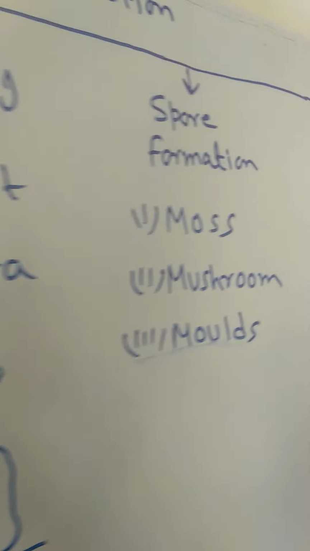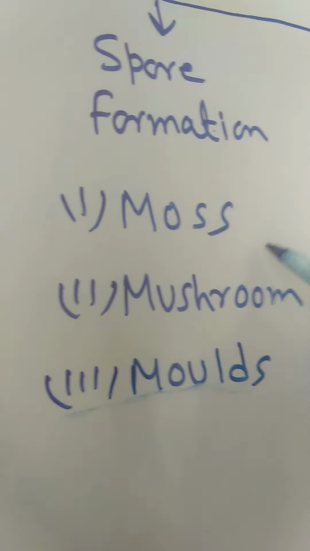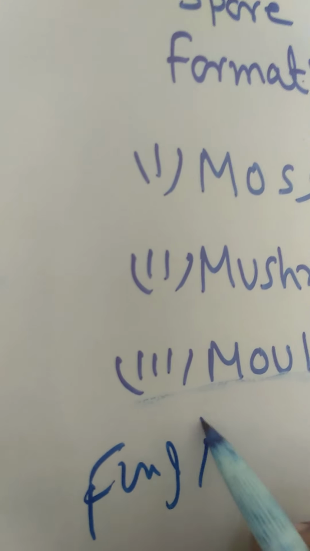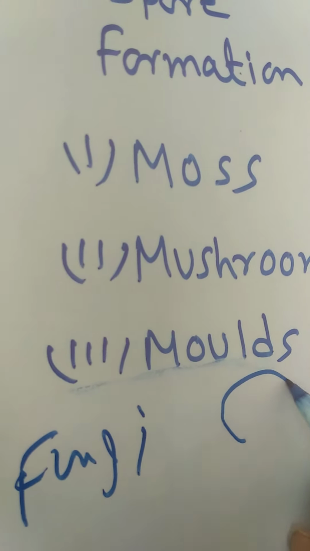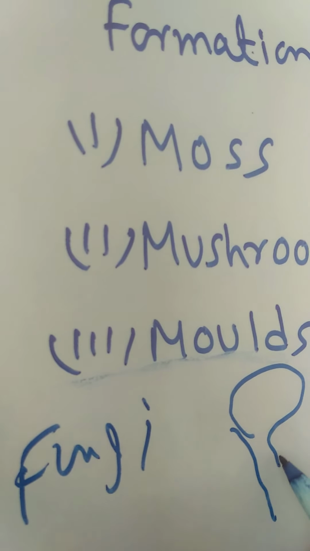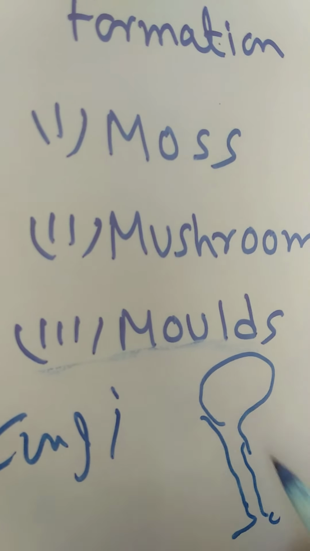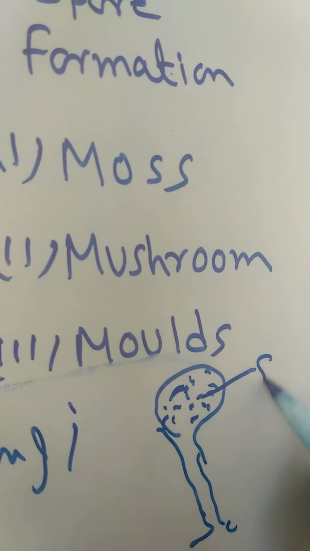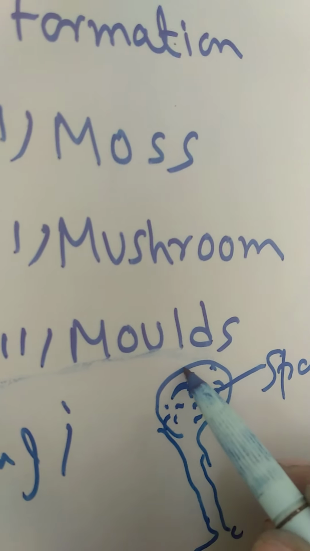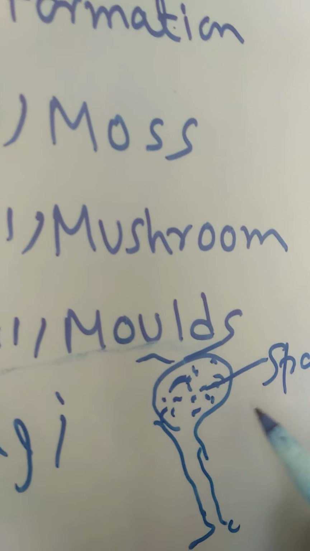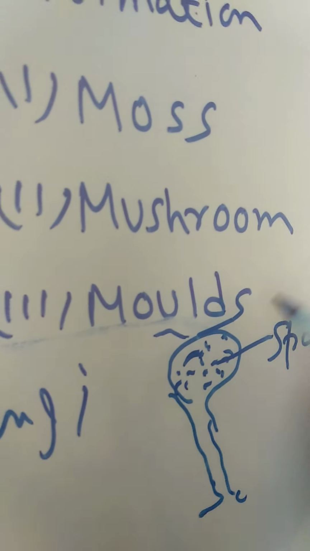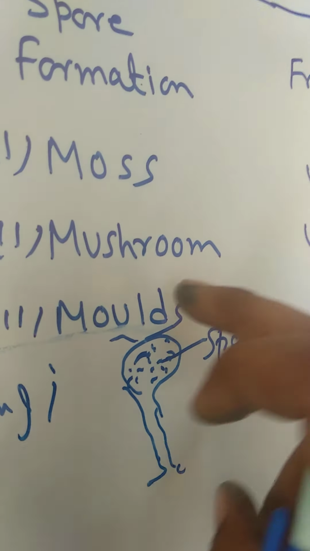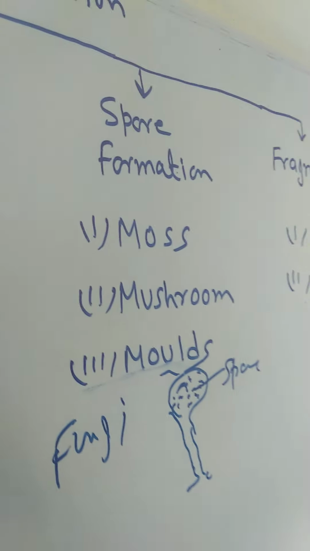Okay, actually then spore formation in mosses, mushrooms, molds. Fungi mostly do spore formation. Suppose here I have made the structure of a penicillium. This is a type of fungi. So inside the sac-like structure, a number of spores are present. So this thallus will break down and the spores will be released and grow into a new penicillium body. Similarly mosses also, and mushrooms, do spore formation.